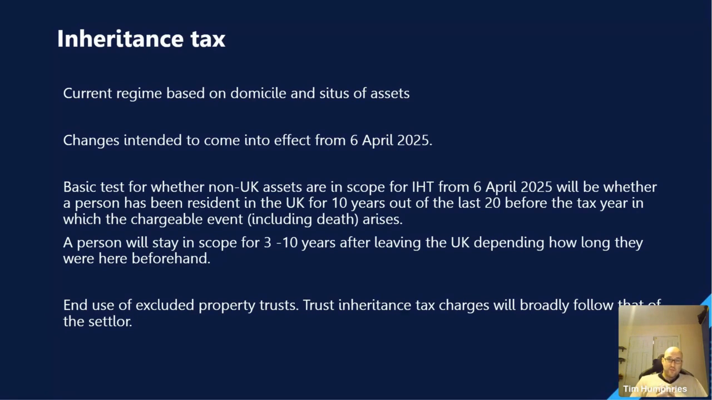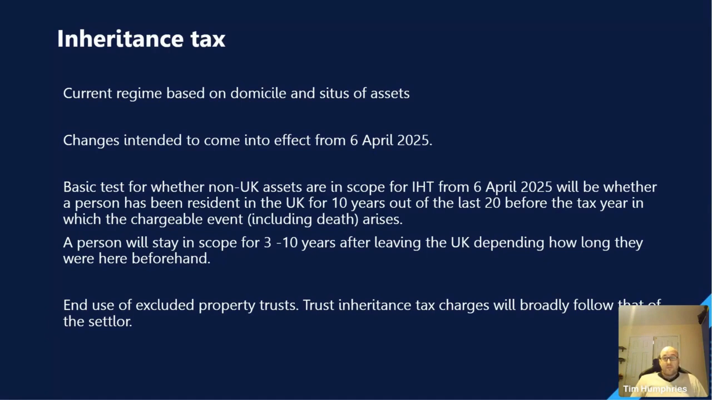So where we're going next is a very similar basis to the remittance basis, in that someone who has been resident in the UK for 10 out of the last 20 years will be subject to inheritance tax on their worldwide assets. This change is going to come in from the 6th of April 2025. It will mean that people who have been here for a long time will straight away become liable on their worldwide assets. This is obviously a shorter period than the deemed domicile period, which is currently 15 out of 20 years, but they're reducing it to 10.